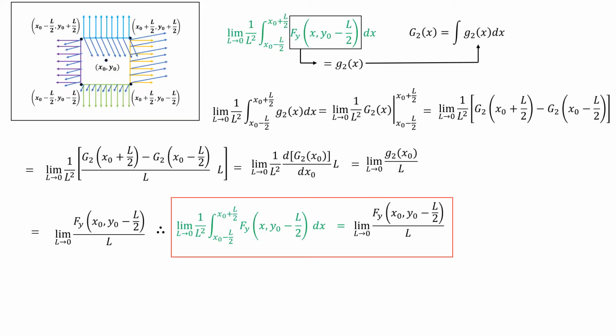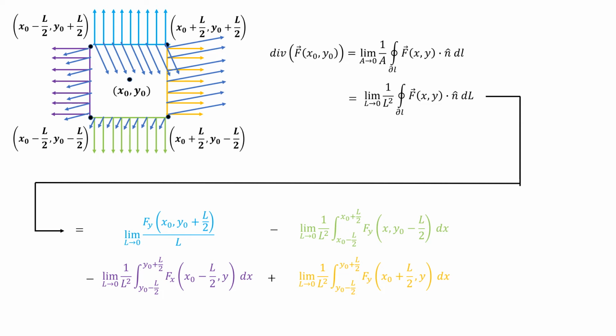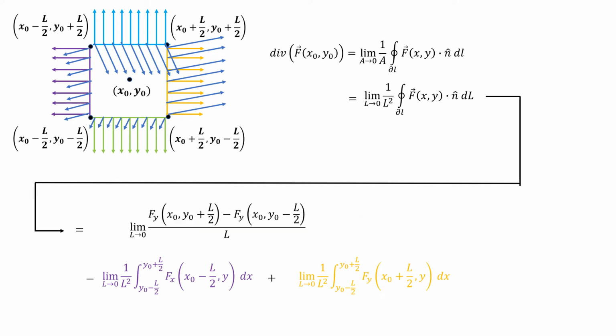Now, if we isolate the green term, the procedure for simplifying the integral is the exact same. And so we come to the conclusion that the limit as L approaches 0 of fy of x naught, y naught minus L over 2, over L is equal to the green term. Now let's update our sum. If we add the blue and green terms together, we see a familiar limit that we recognize as the partial derivative of fy of x naught, y naught with respect to y naught.